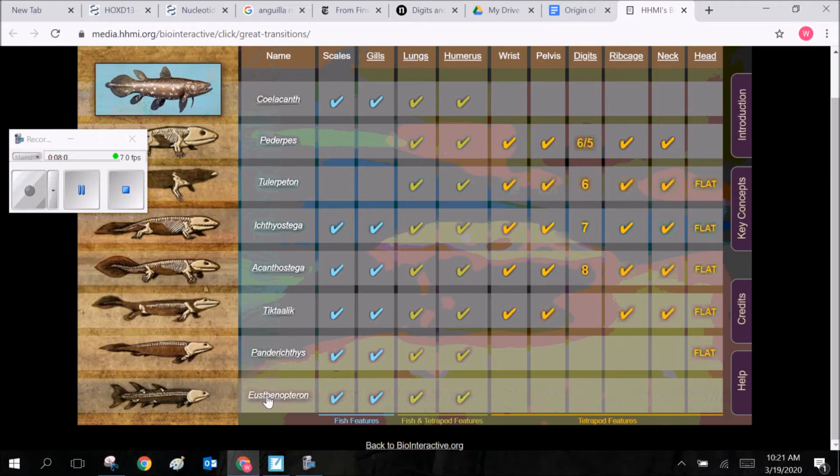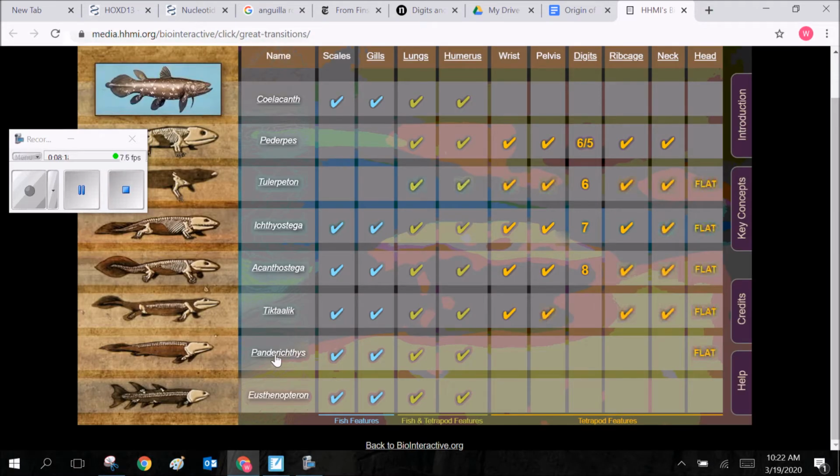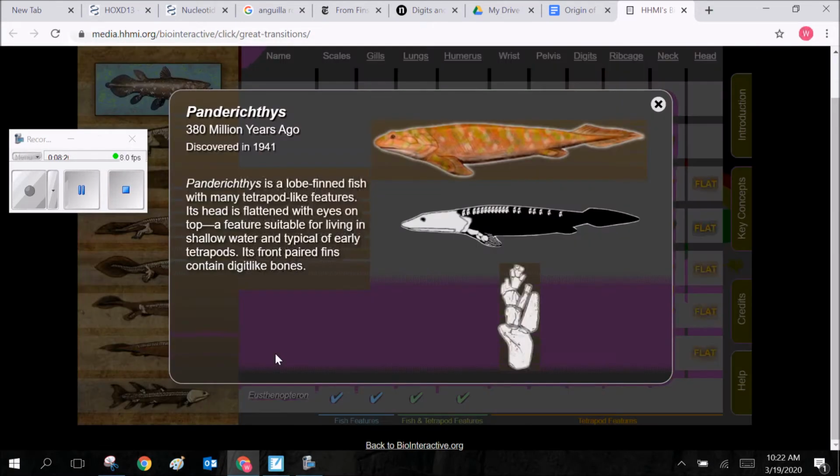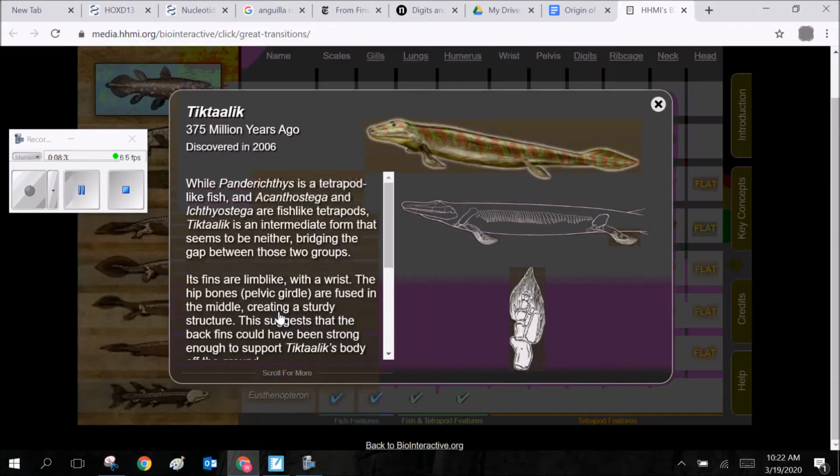I'll click on them, starting with Eusthenopteron, a lobed finfish. Panderichthys, a lobed finfish with a flat head, too. Look at that. Eyes on the top helps you to see in shallow water and on land. Tiktaalik, woo! Everybody's favorite.